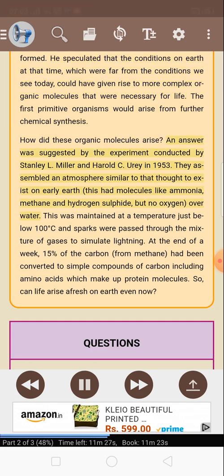An answer was suggested by the experiment conducted by Stanley L. Miller and Harold C. Urey in 1953. They assembled an atmosphere similar to that thought to exist on early Earth. This had molecules like ammonia, methane, and hydrogen sulfide, but no oxygen, over water. This was maintained at a temperature just below 100 degrees Celsius, and sparks were passed through the mixture of gases to simulate lightning. At the end of a week, 15% of the carbon from methane had been converted to simple compounds of carbon, including amino acids, which make up protein molecules. So, can life arise afresh on Earth even now?